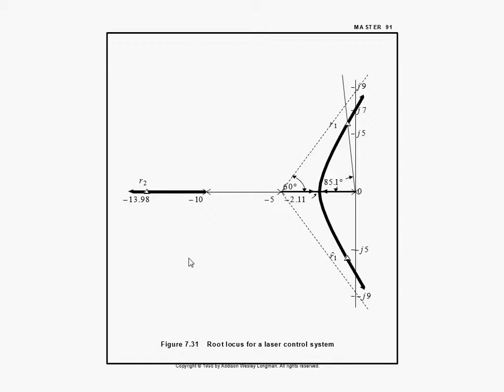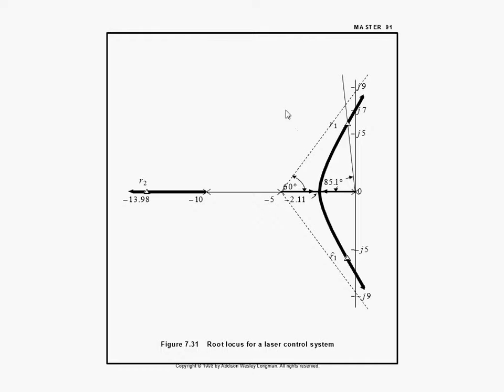So if you don't have MATLAB, you may need to worry about this called angles of departure or the asymptotes. But I really am not going to put emphasis on that, but rather, if you have MATLAB, this is what the root locus would look like.